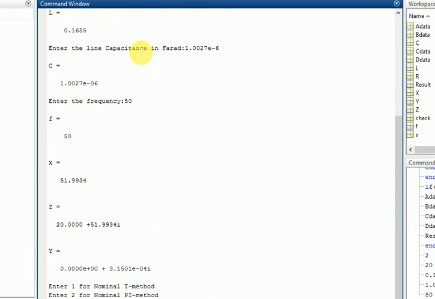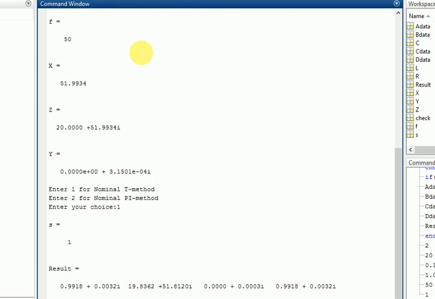So now again it is asking for the nominal T or nominal Pi method. So in the previous case we have determined for the nominal Pi method. Now we are determining for the nominal T method. So I am putting 1 over here. So this is the value which is showing the ABCD parameter of the given system, that is 0.9918 plus 0.0032i. This is the A. Then this is B, 19.8362 plus 51.8120i. This is the B parameter.